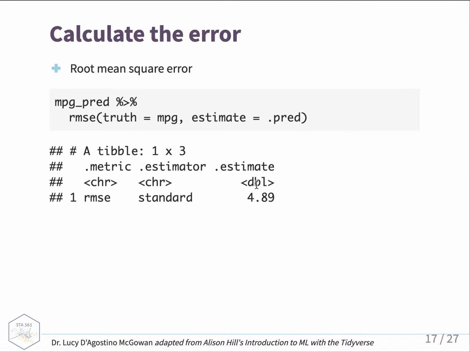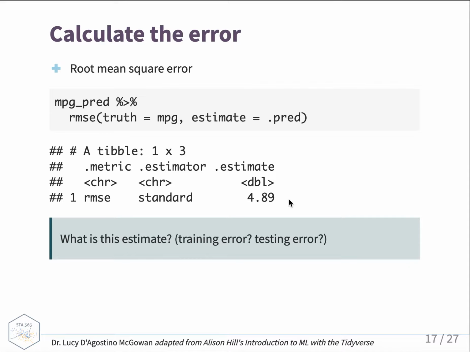This will output a data frame. Because we're just calculating one metric, it's just going to have one row. It'll tell us what the metric is, root mean squared error. It tells us this is a standard estimator, and it tells us what the estimate actually is. So the root mean squared error for this model is 4.89.